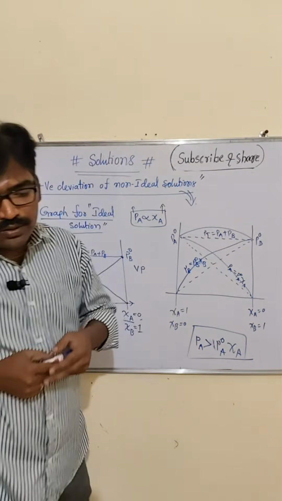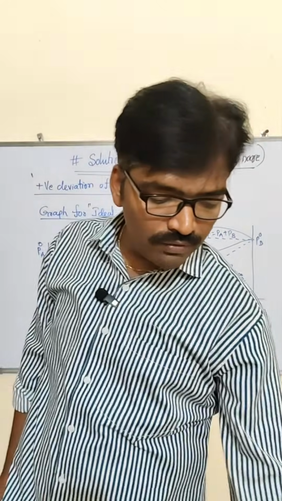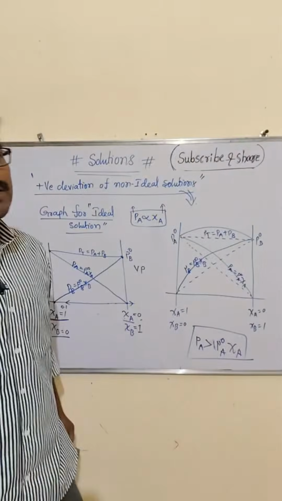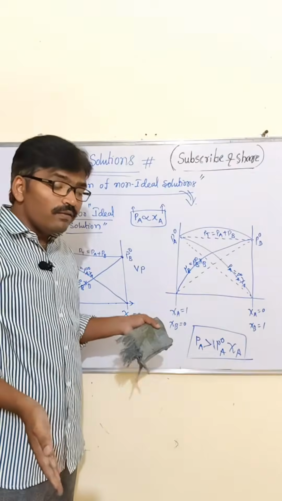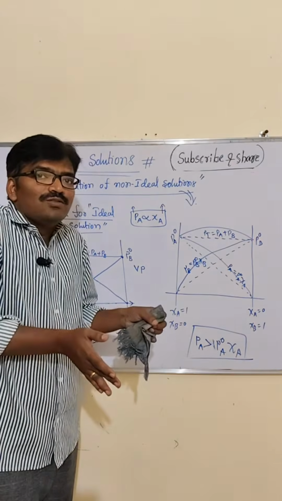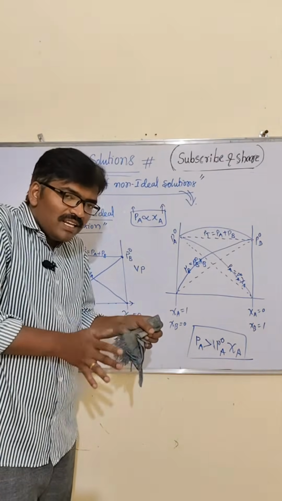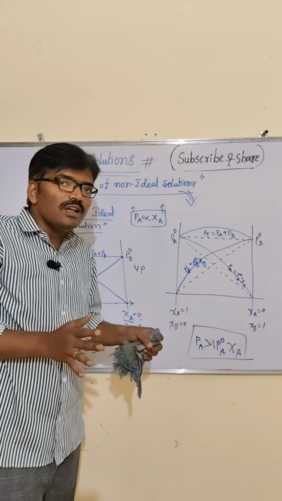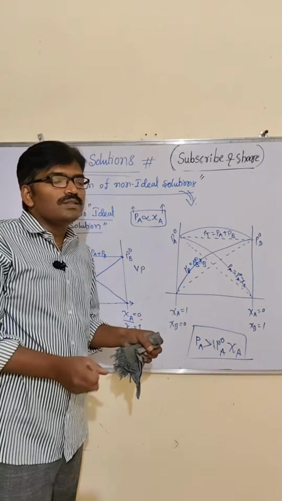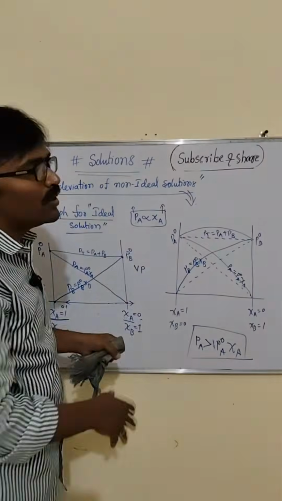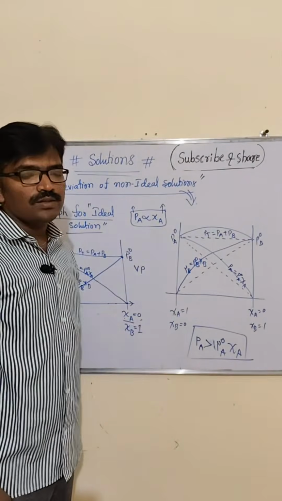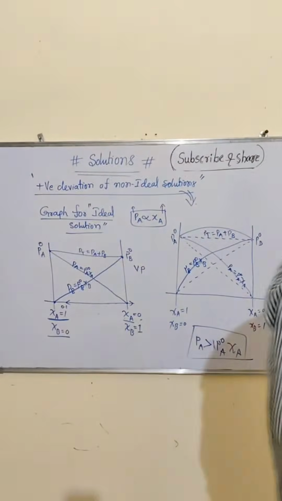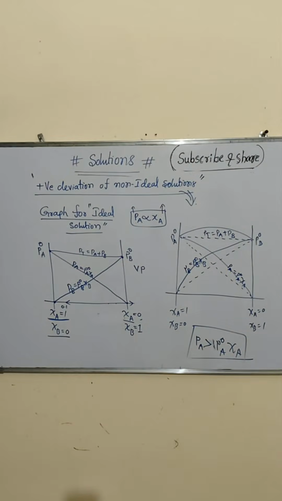So remember, my dear students, the example for the positive deviation of non-ideal solutions, which are where there is a repulsion, actually not interactions, where there is a repulsion between the solute and solvent. All those molecules you can take as examples for the positive deviation of non-ideal solutions. So note these two graphs first, then we'll discuss what the positive deviation of non-ideal solutions are.